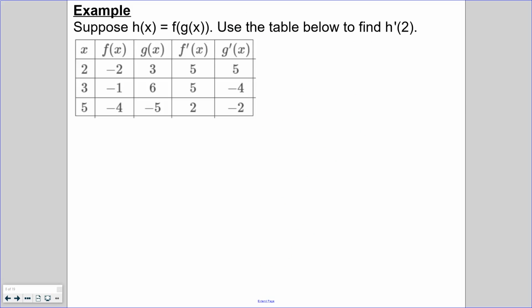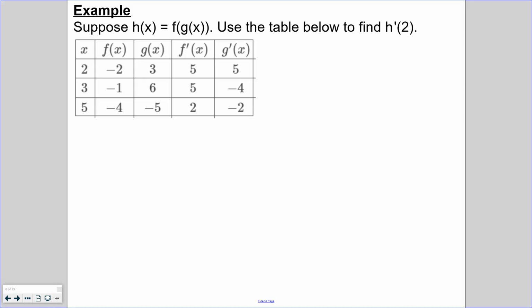All right, so next up, we're going to be asked to do the same thing, find the derivative of h of x, but this time we're being asked to use a table to evaluate this. So this is a little bit different, but it's a bit the same. So let's just take a look at this. We're going to suppose h of x is equal to f of g of x, a composite function as usual. And we're going to use the table now to find the derivative at x equals 2.